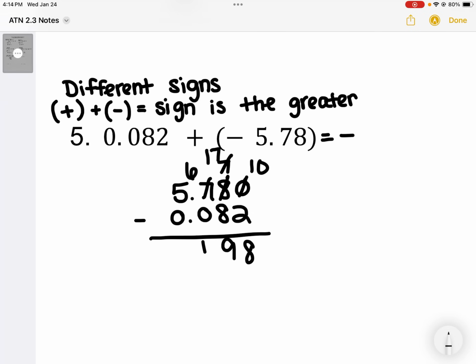Make sure you do not forget your decimal. And 5 minus 0 is 5. I now shall put this up into my answer, which already has my negative sign. And I am done with this problem.